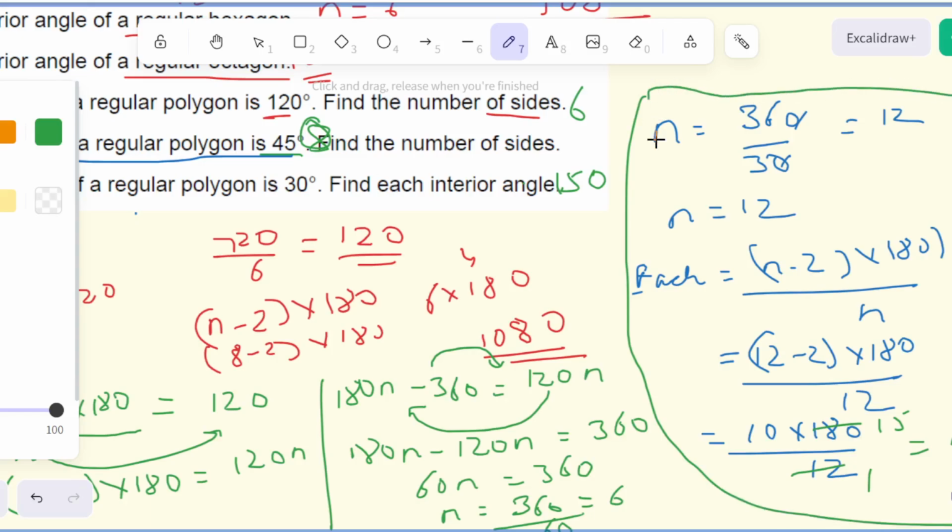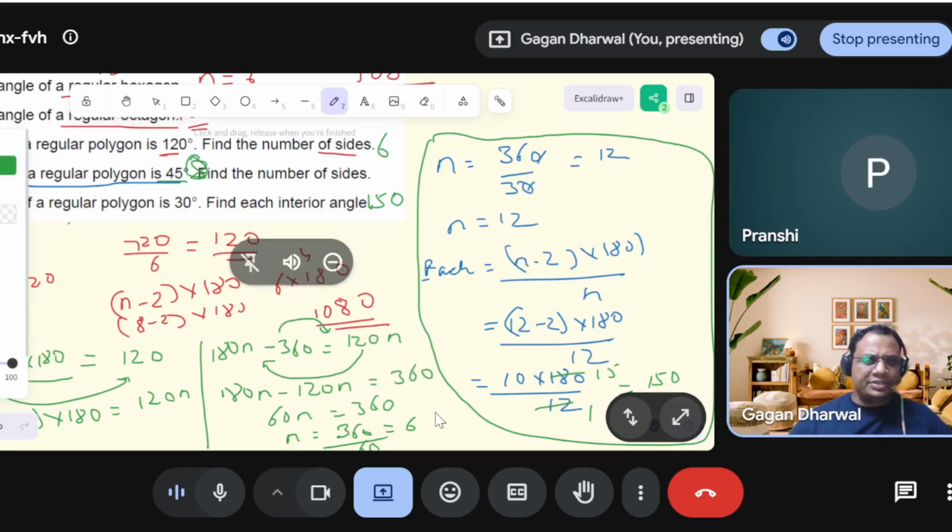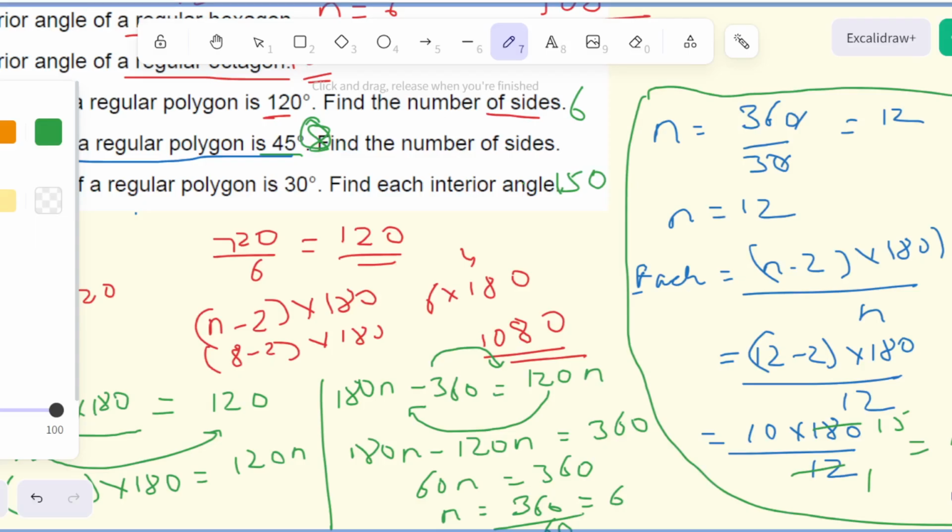First of all, we find the number of sides by dividing 360 by 30, because 360 is the sum of all the exterior angles of a polygon. After dividing 360 by 30, we get the number of sides as 12, right? And then we substitute in the formula for each interior angle, that is n minus 2 times 180 divided by n. So when we substitute 12 over there, after proper cancelling, we got the answer as 150. Make sense? What did you write underneath n equals 12?